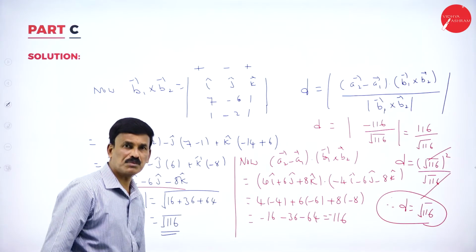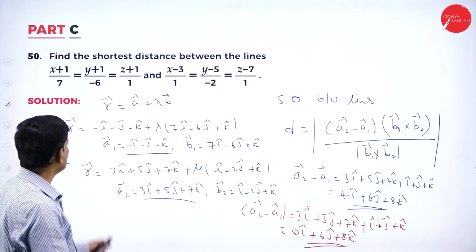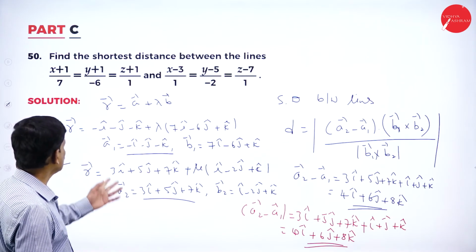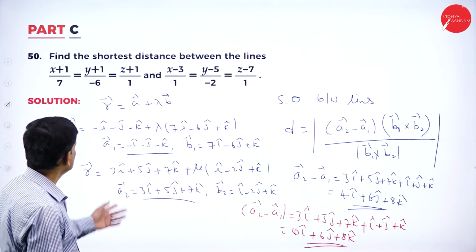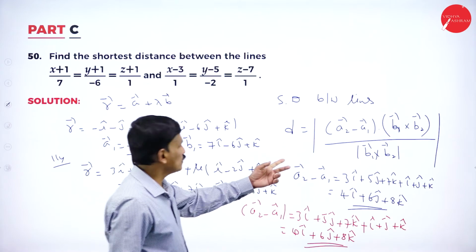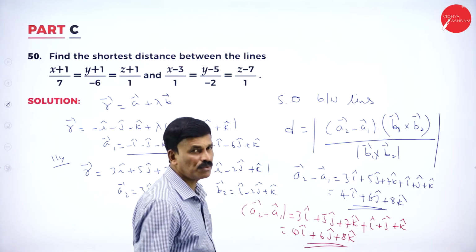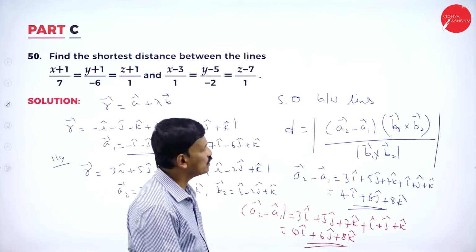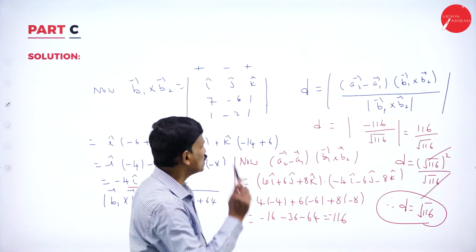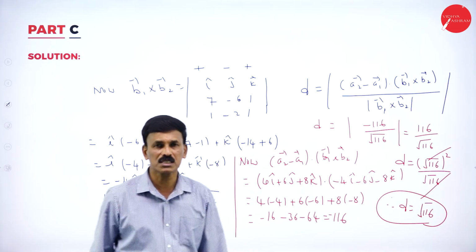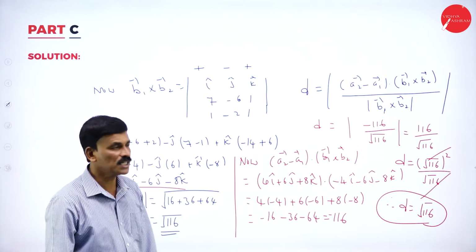Very simple and very important problem. Just compare with the standard equation and convert into the vector equation. Then what is the formula? The distance d is equal to a2 minus a1 dot b1 cross b2 divided by the length of b1 cross b2. Substitute, you will get the answer. That's it. Okay. Now let us come to the next problem.